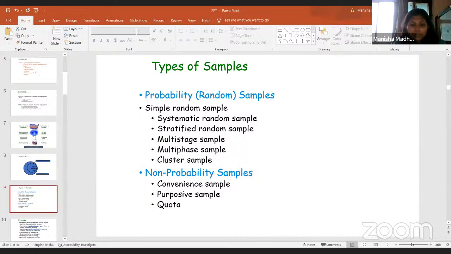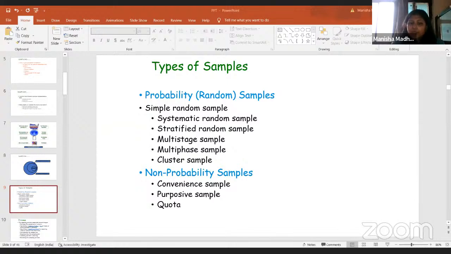So when it comes to types of sampling, basically, sampling is broadly of two types. One is probability sampling, and second is non-probability sampling. As the name suggests, probability means chances of being selected. It is a type of sampling where each member of the population has a known probability of being selected in the sample.